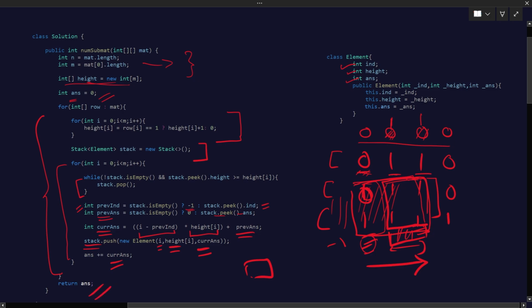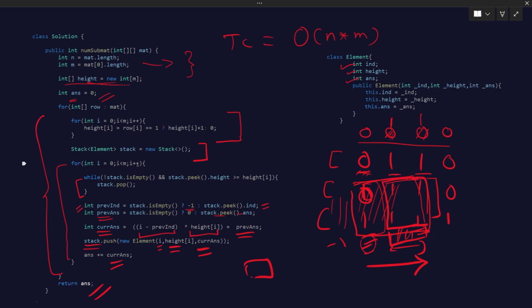So the time complexity here would be simply O(n times m), because we are iterating over the rows, and for each row again we are iterating over the columns. And then the space complexity here is O(m), because we would be keeping all the elements of a row in the stack, that is, all the elements equal to the dimension of the column, and hence this is the optimized version of our previous DP solution.